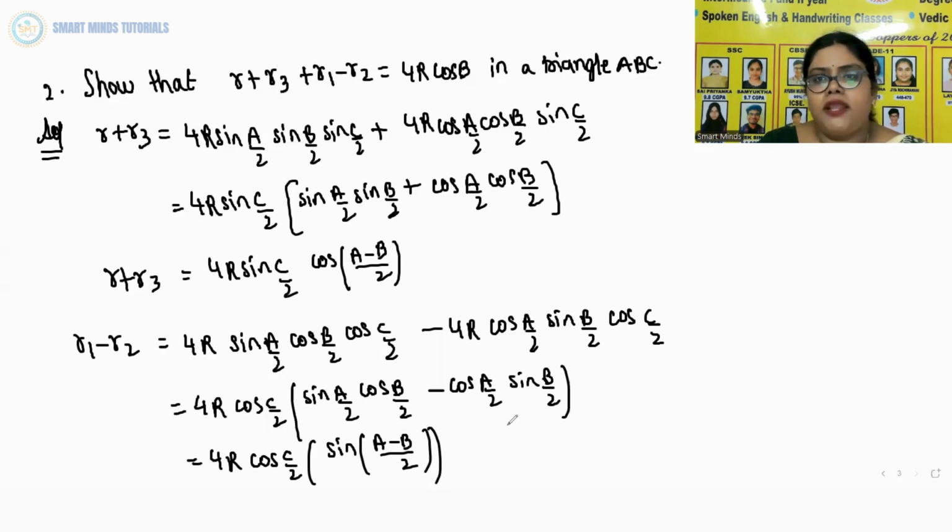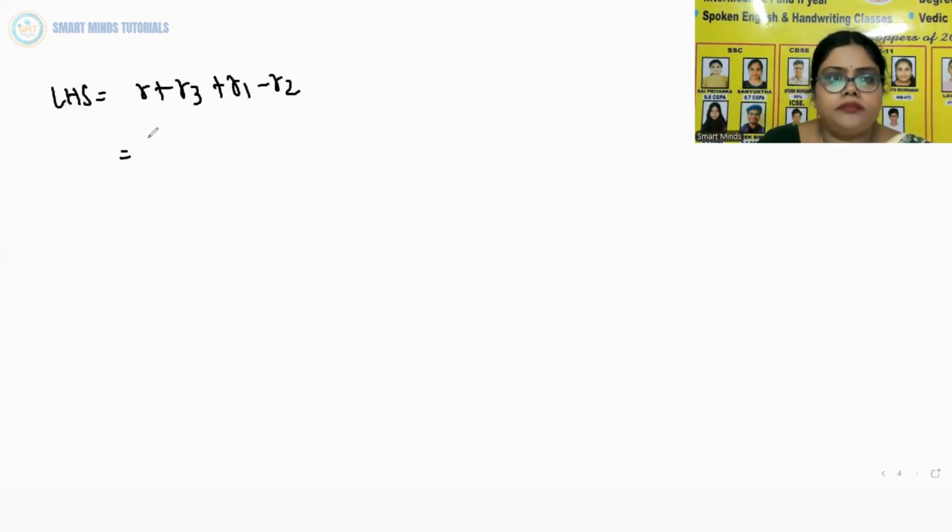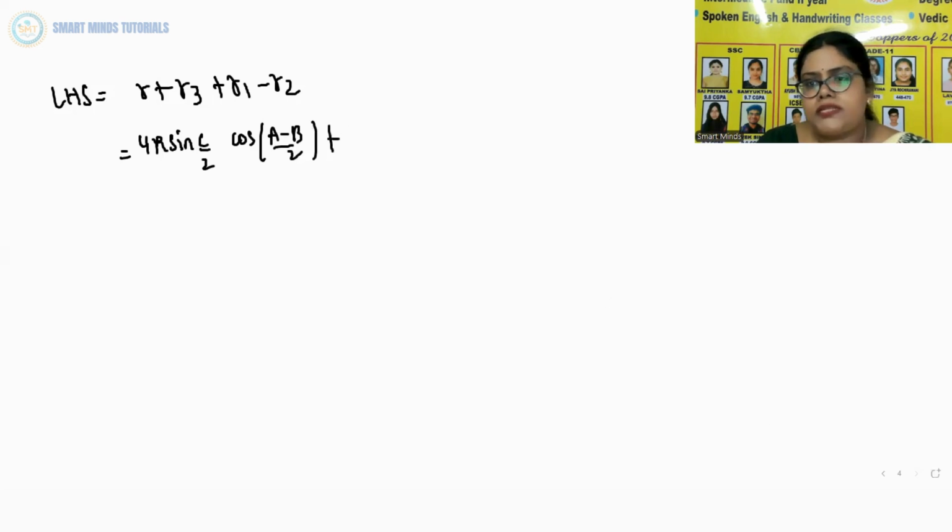Now after finding r plus r3 and r1 minus r2, we will add them to get the LHS. So let us take what is LHS. LHS is r plus r3 plus r1 minus r2. So that is 4R sin C/2 cos((A minus B)/2) plus, what is r1 minus r2, 4R cos C/2 sin((A minus B)/2).